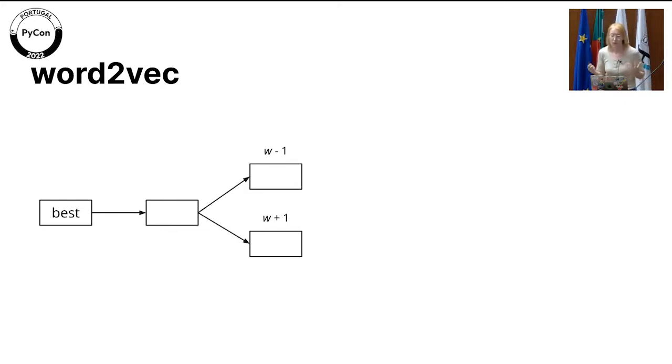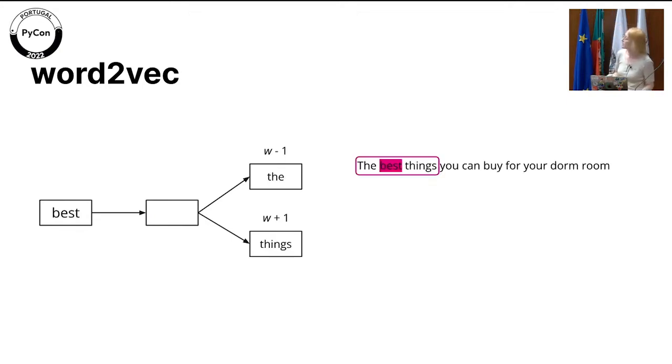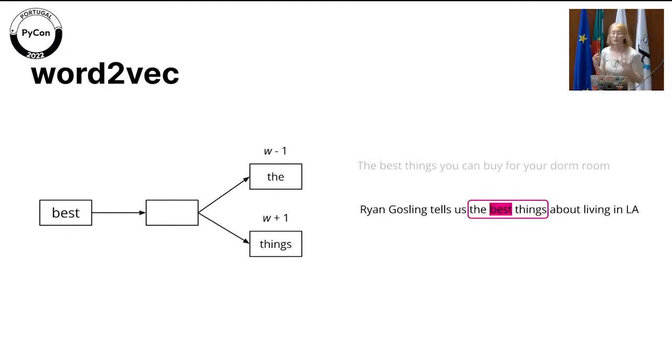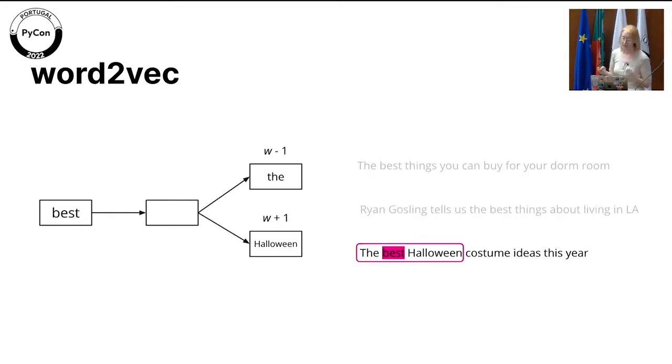So initially these guesses are going to be quite bad, but as the model sees more and more examples of sentence fragments that contain the word, it adjusts these internal weightings that it contains, and the guesses get closer and closer. So let's get to training this model. We take our first sentence fragment, and the word that precedes is the, and the word that follows is things. In our second example, we have the same pattern, but in our third example, it's preceded by the, but followed by Halloween. So what the model will learn based on these three examples is that the word most likely to precede best is the, and with a little less confidence, the word most likely to follow is things.